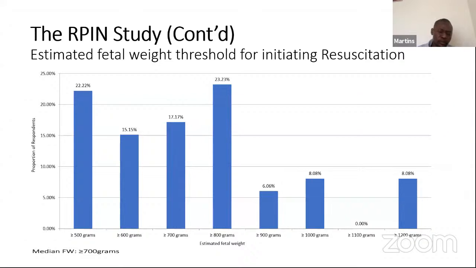Again, if you look at it with our slides, babies resuscitated at 25, 26 weeks, it tallies. And then we look at the majority, basically we're looking at 800 grams. While I was in Nigeria, we did have some 600, 700, but I don't know of any 500 grams. And the median fetal weight was 700 grams. So it means the average neonatal specialist will want to resuscitate a baby who is 700 grams and above. Next slide, please.